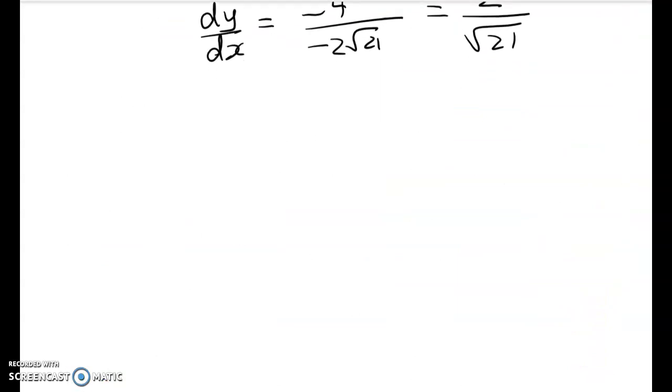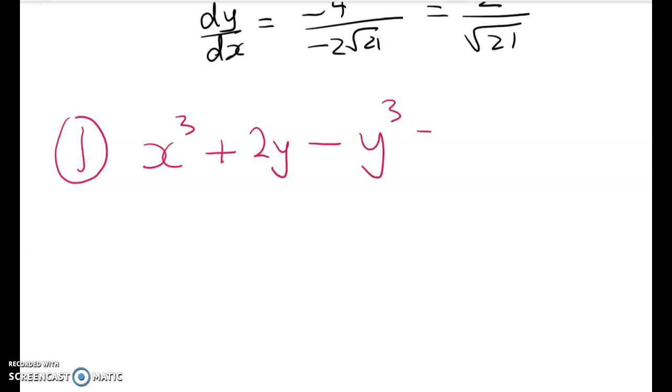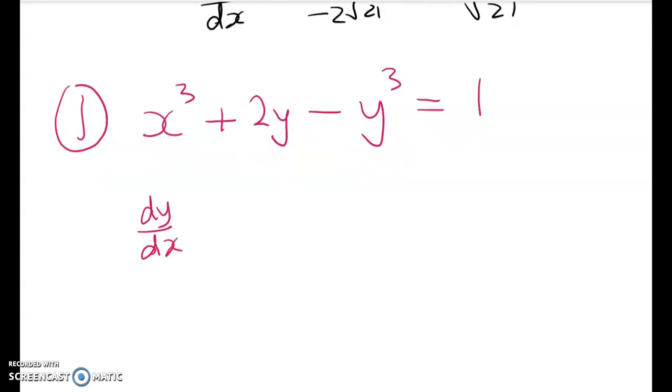I'm going to give you one more to try on your own, and I'm going to do a second video with some much cooler curves and some much more realistic problems. So I want you to try, let's think of one, x cubed plus 2y minus y cubed equals 1. So I want you to differentiate that and just get an expression for dy by dx. So pause the video and have a go at that question.